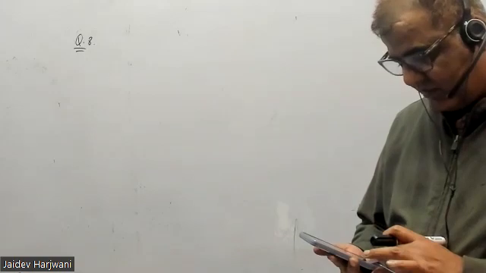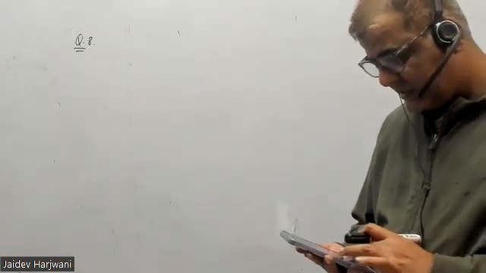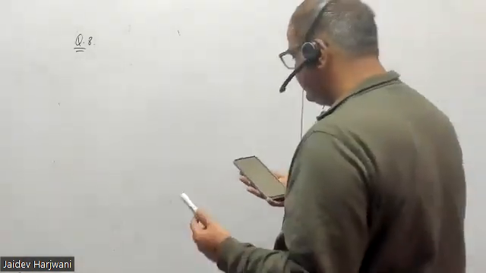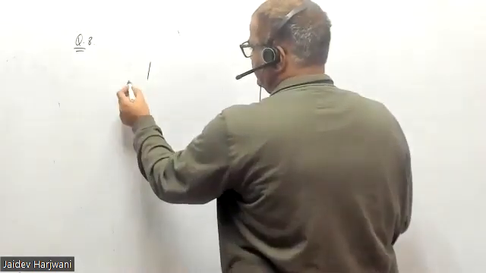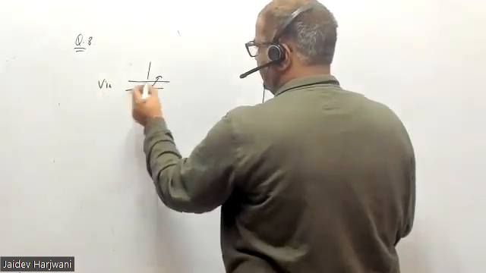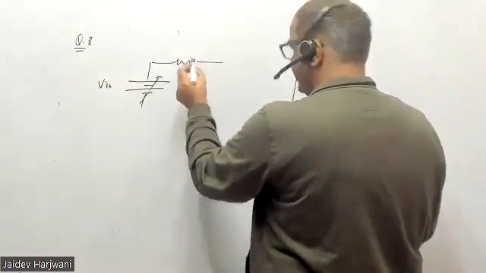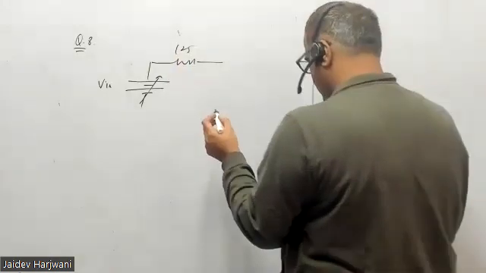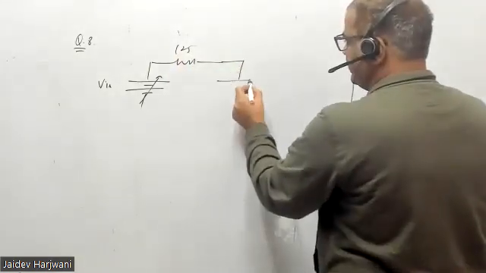So you are given the minimum and they are asking for the minimum and maximum values of input voltage. Okay, so you are given this is my V input. The resistance value is given as 125 ohm. And here a Zener diode is given.